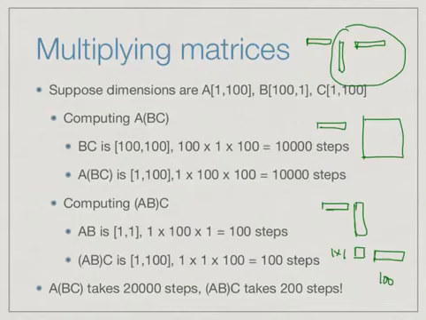So this is the way in which, though multiplication is associative and it doesn't matter what you do, you will get the same answer, the sequence in which you do the associative steps can dramatically improve or worsen the amount of time you spend doing this.